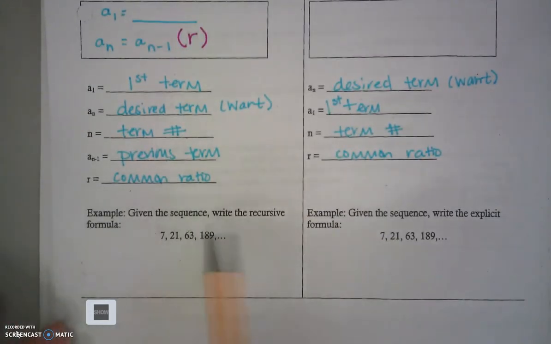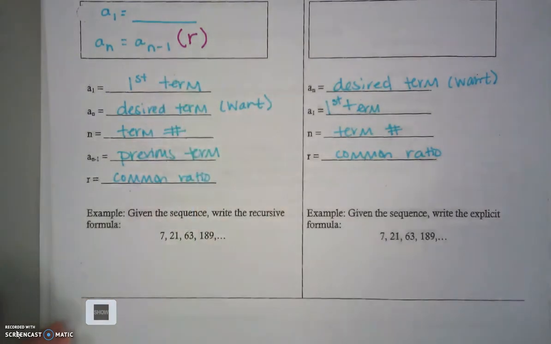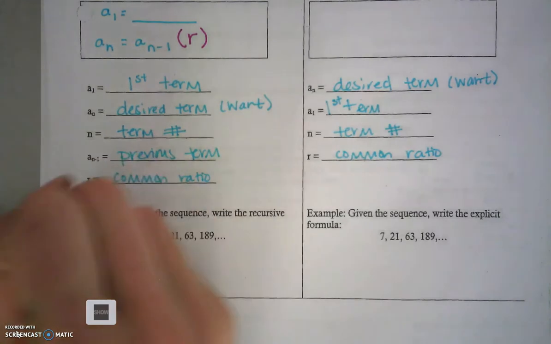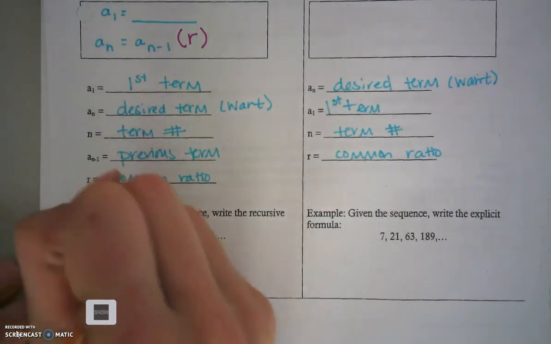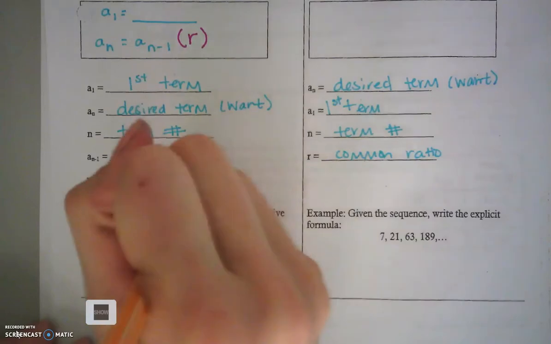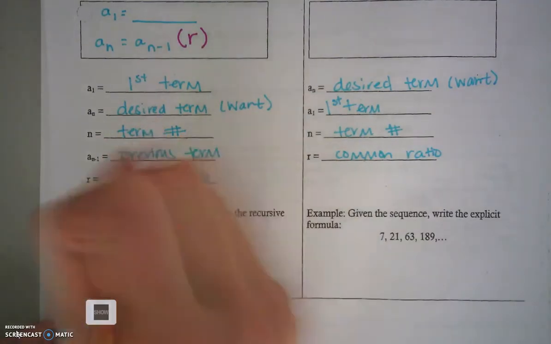So, given this sequence, we want to write a recursive formula. The first thing we're going to write is that template. We want to get rid of all that gobbledygook. Okay? So I need to identify my first term. My first term is the first number that I see in my sequence. It's a 7.